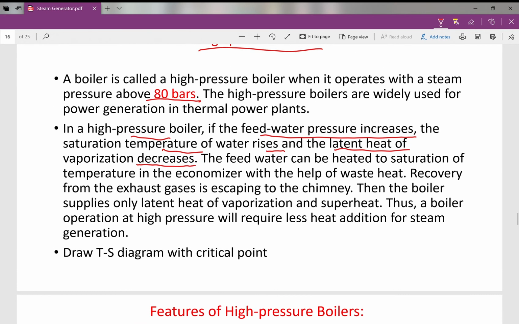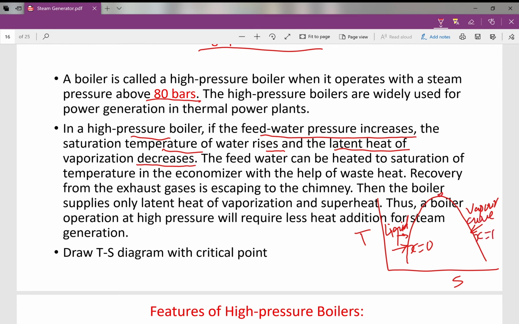here is, let us say, a T-S diagram. This is your vapor curve. This is a property curve. This is showing the liquid curve having dryness fraction equal to 0. This is your vapor curve having dryness fraction equal to 1. This is your critical point.